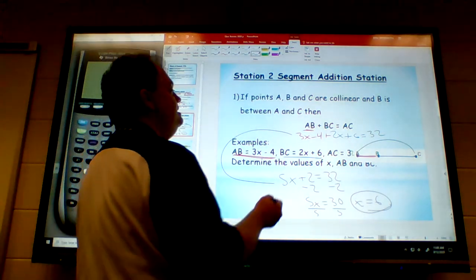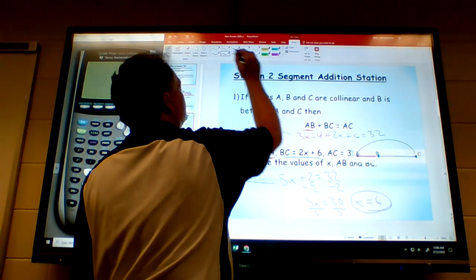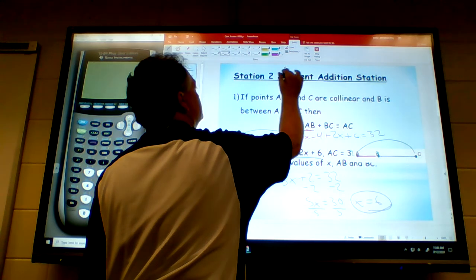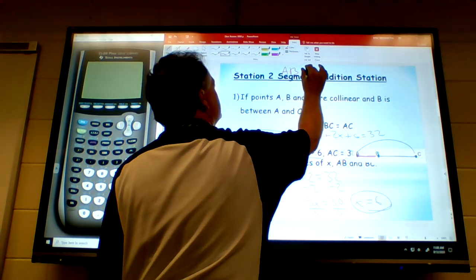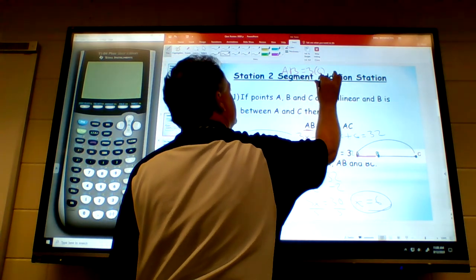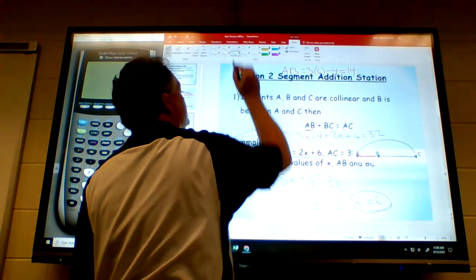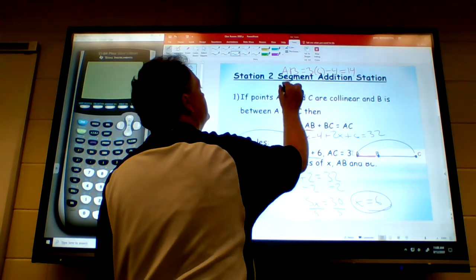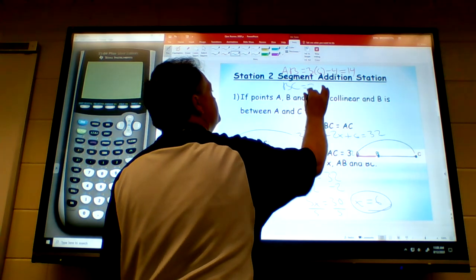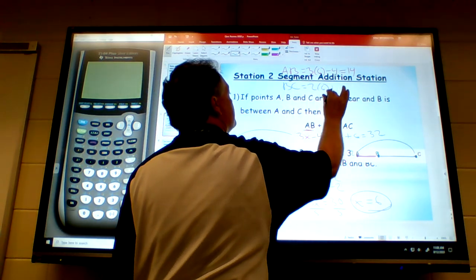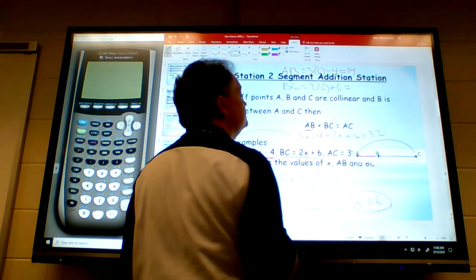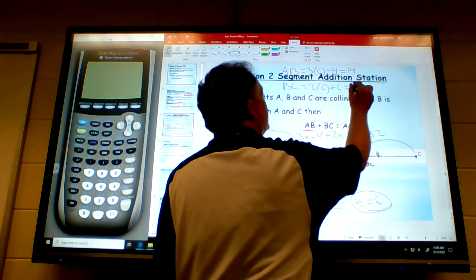So AB equals 3 times 6 minus 4, which is 14. And BC equals 2 times 6 plus 6, which equals 18.